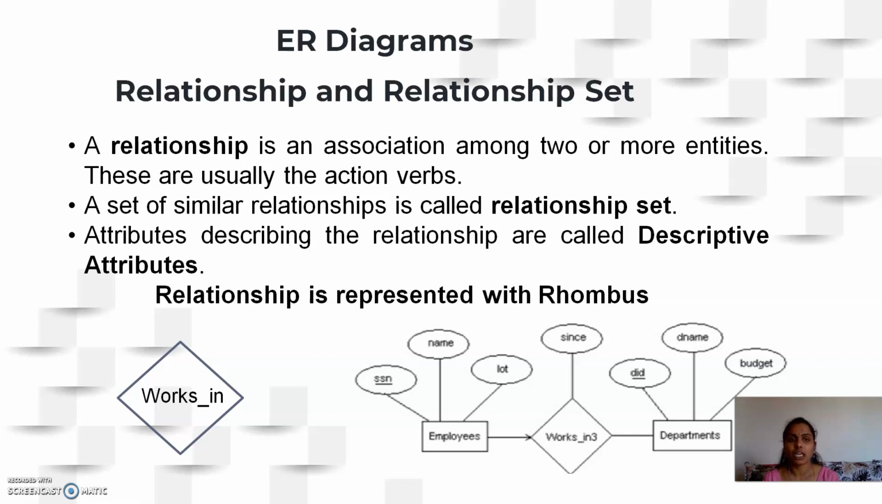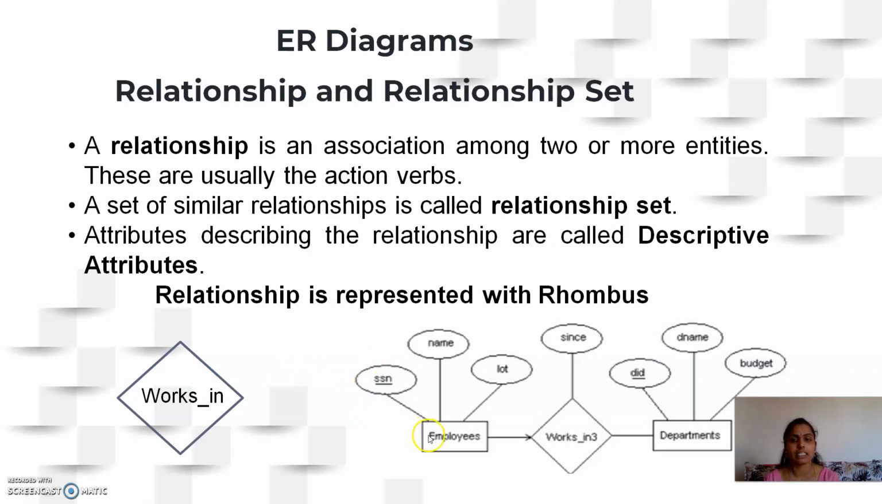And for some of the relationships, there may be some attributes describing the relationships. So such attributes are called descriptive attributes. And the pictorial representation for a relationship is a rhombus. So here we are representing the relationship with a rhombus, and as we know, ER models must have a label associated with every representation. So here, works in is the label that is associated with this relationship.